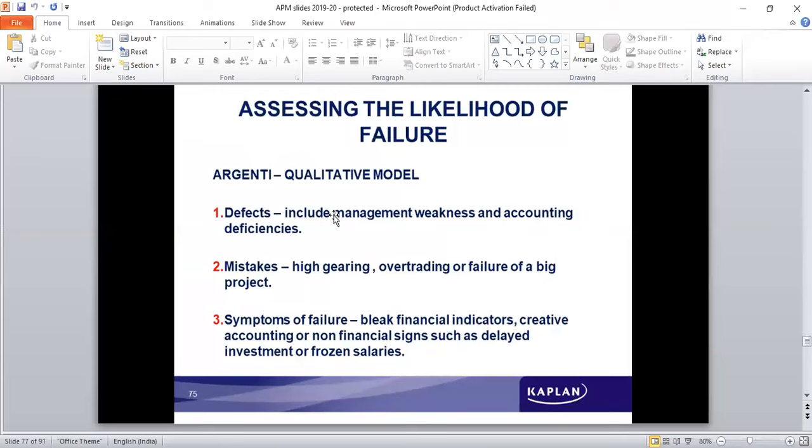Third one, symptoms of failure. There were indicators, bleak financial indicators. Indicators were seen: decrease in profitability in spite of increase in revenue. Then we see that the debt portion was increasing. Those points, whatever are there, we have to highlight. That's about symptoms of failure. Presenting the financial statements in a way that they could manipulate, that part is not there. As it is, whatever is the picture is seen. So creative accounting is not there. No other additional non-financial information is there. So we see that there are bleak financial indicators.